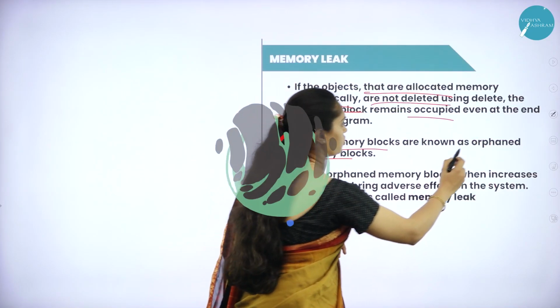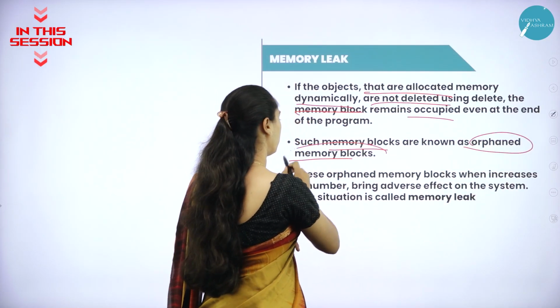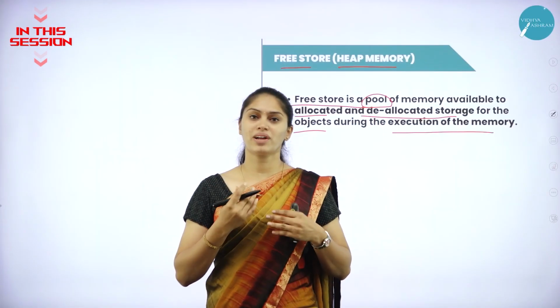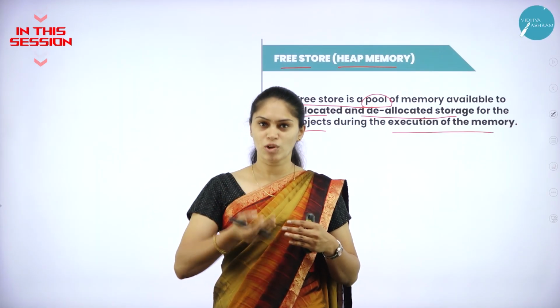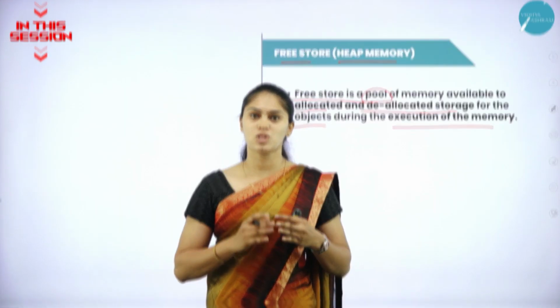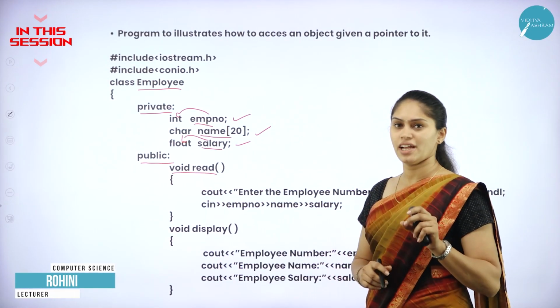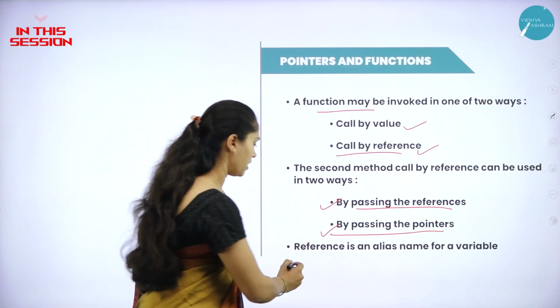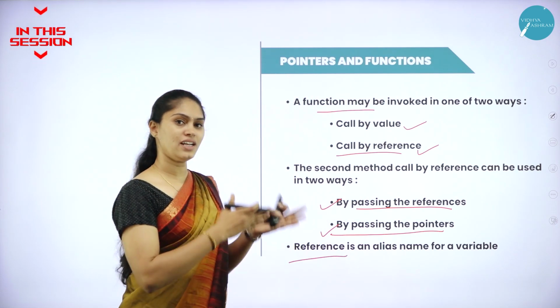Memory blocks will be known as what? Orphaned memory blocks. That is the situation where it is not used by anyone. So when the program is running, at that time I need to allocate and deallocate the memory space. So here I have a member function called read, whether it is defined inside the class definition or outside the class definition. So here you have to remember one thing: references is nothing but what? Alternative name for a variable.